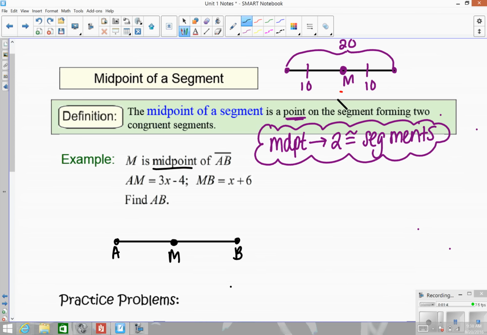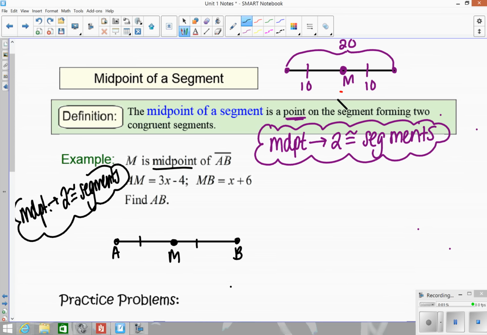But if I know it's a midpoint, then I know that those two parts are congruent. So my reason for what I'm going to do is: a midpoint implies two congruent segments. You want to have that on the problem. So that's why we can mark those two parts equal. We were given the midpoint, so I marked AM and MB as congruent. Now I can label what they give me. AM is 3x minus 4, MB is x plus 6. So they're giving me the two parts this time, and they want me to find the length of AB.